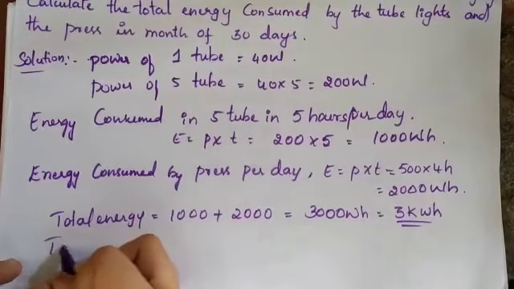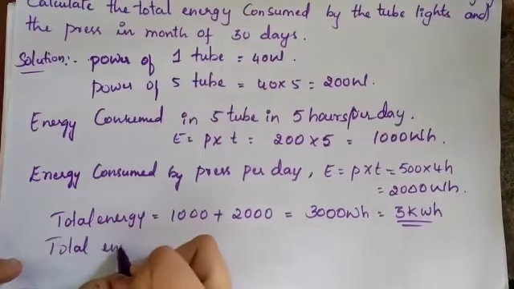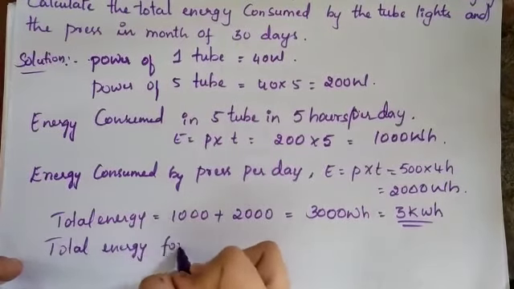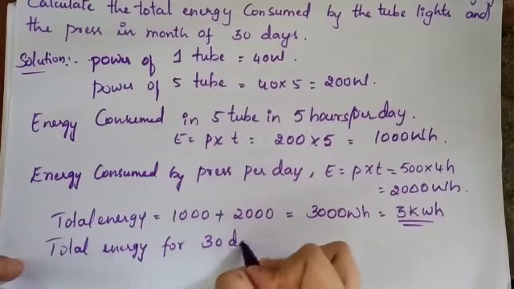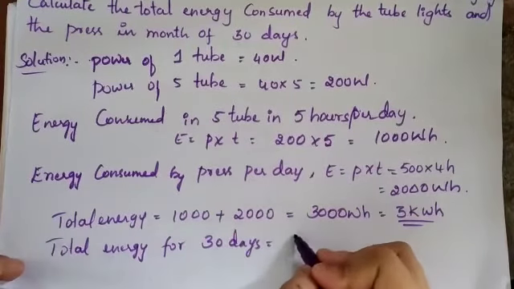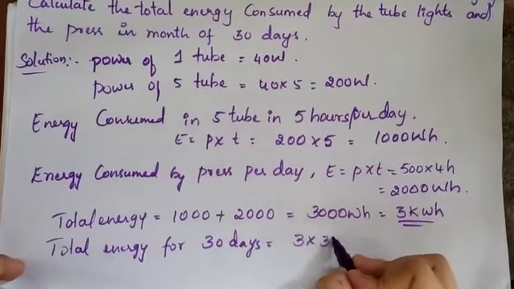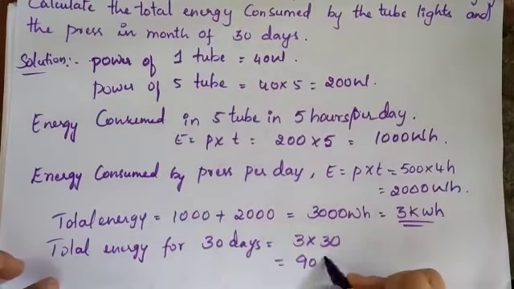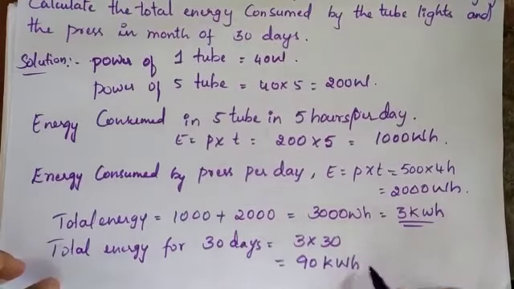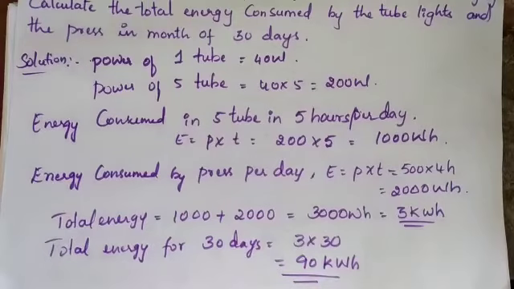Now total energy for how many days? For 30 days if you have to find out, it becomes 3 into 30, directly I will get 90 kilowatt hour. So this is the total energy consumed for 30 days in a household. So remember, however the question is asked, you should read the question properly and answer it.